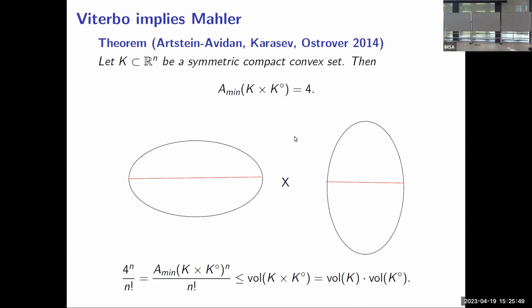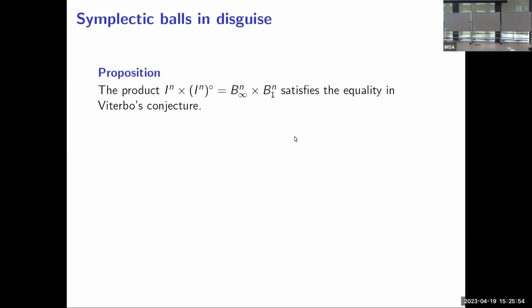Well, that's very nice. But what can we say about the equality case? So let's talk about that. We can look at the product of the cube, the hypercube, and its polar. We know that the hypercube should be a minimizer in Mahler's conjecture. So we can ask what the related symplectic domain has to do with Viterbo's conjecture. It's not hard to see, you can do the calculation, that this satisfies the equality of Viterbo's conjecture. And more generally, if K is a Hanner polytope, then it also does.